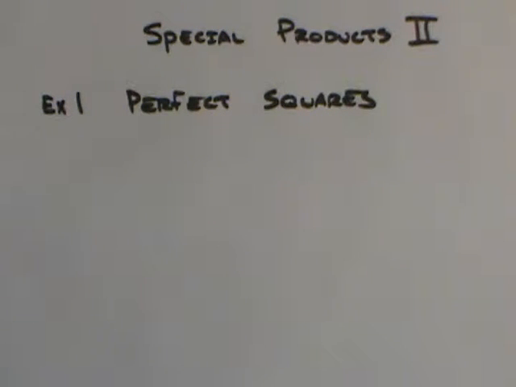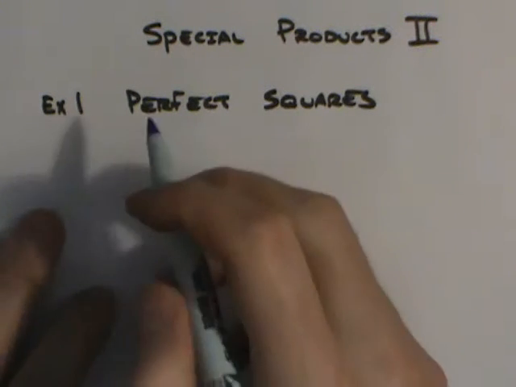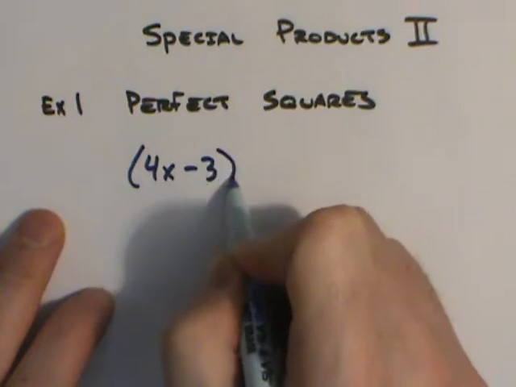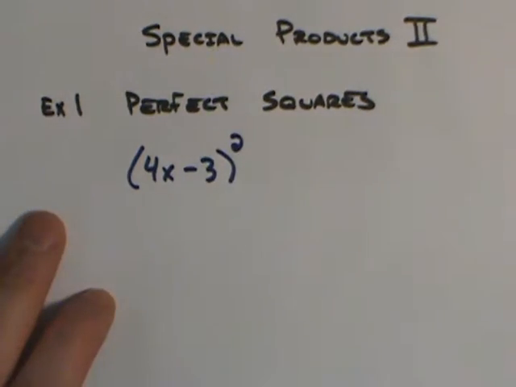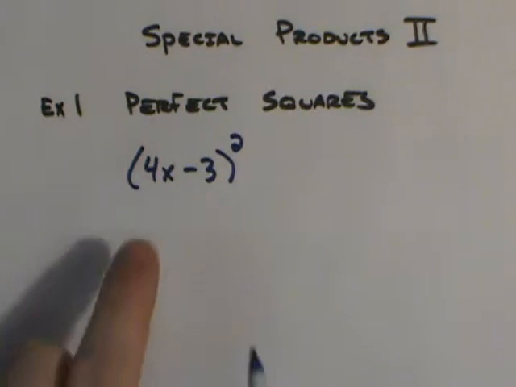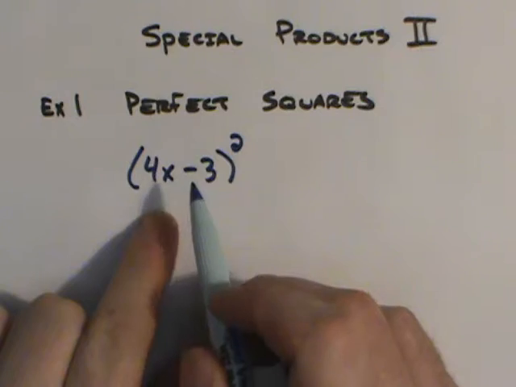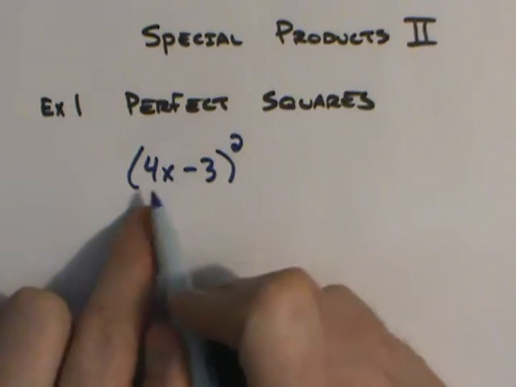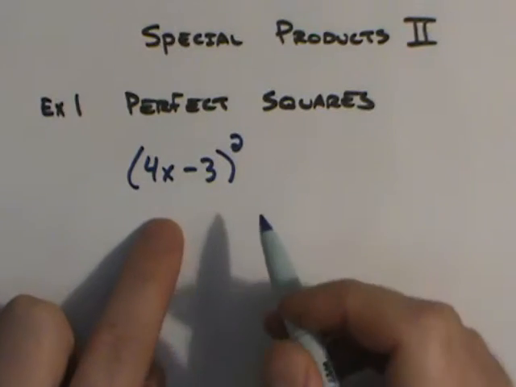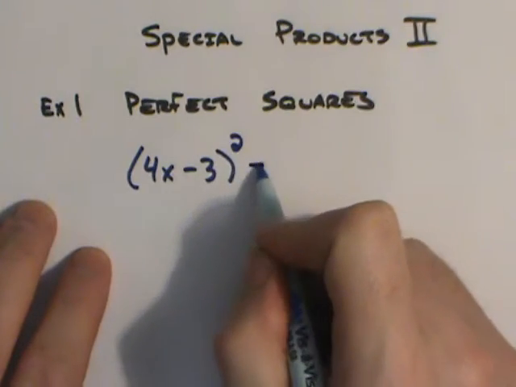For our second set of special products, we want to talk about these things called perfect squares. They will take the form of something like 4x minus 3 quantity squared. Now earlier we learned that power to a power concept. Unfortunately, power to a power only works when you have multiplication inside there, so it only works with monomials. This is a binomial. And so you have to write this thing twice.